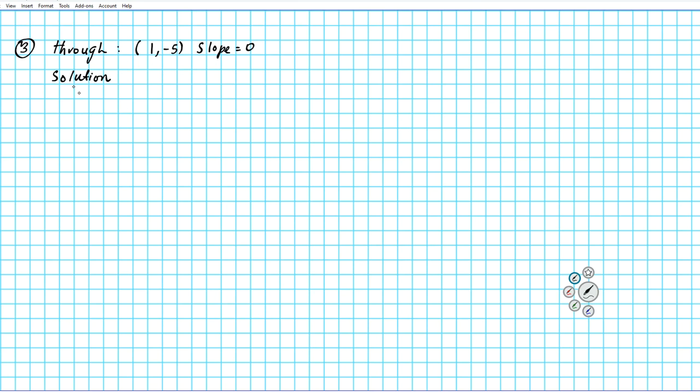Whenever you have a slope that's 0 or undefined, it is either going to be x equals a or y equals b, one of the two. All right, so for a slope of 0, this is just something that you want to keep in mind: when the slope is 0, your equation is going to be y equals whatever your y coordinate is. All right, let's just say k.